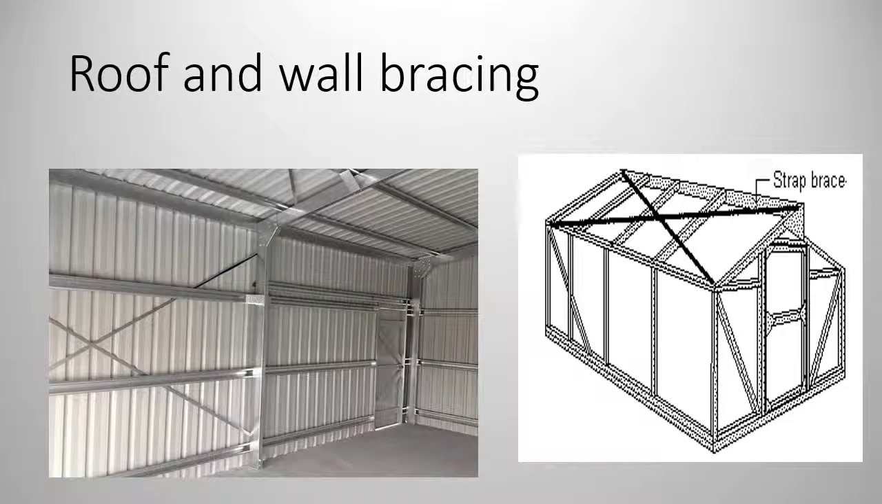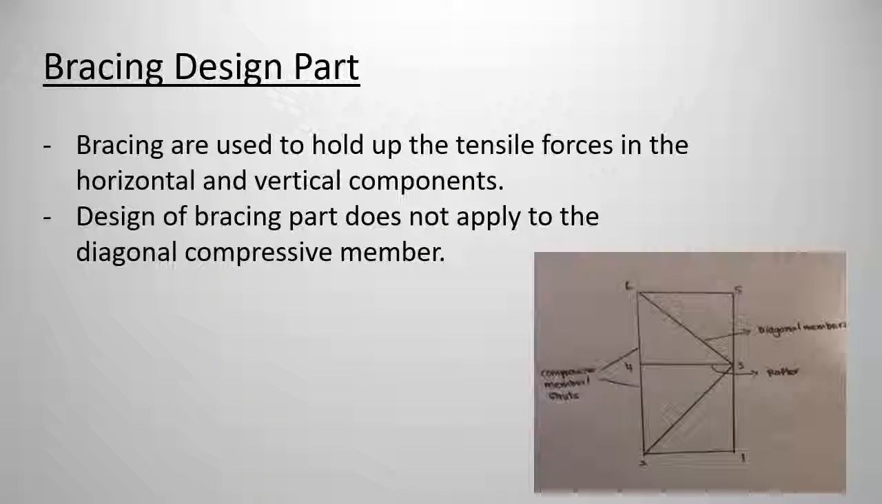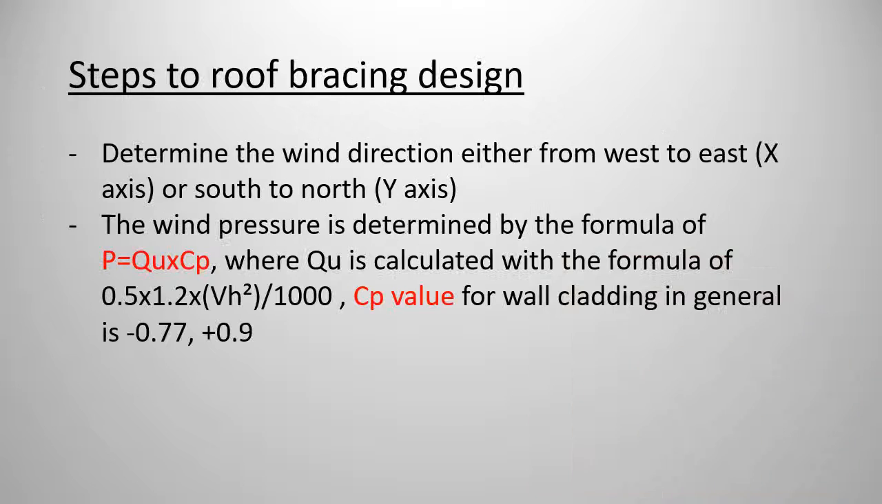The next part will be bracing design. Bracing are used to hold up tensile force in the horizontal and vertical component. So in the design of bracing part, the diagonal members in compression are not considered. Here are the steps to roof bracing design.